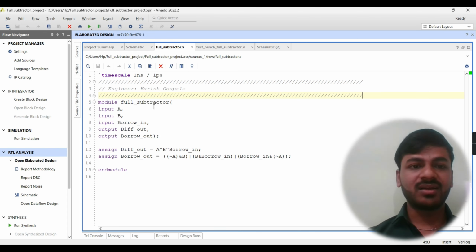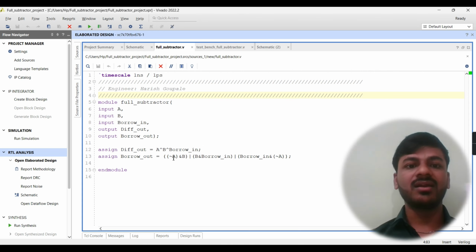The module name is full subtractor. We have three inputs: A, which is the minuend, B, which is the subtrahend, and borrow in from the previous subtraction. The outputs are difference out and borrow out. I have assigned A XOR B XOR borrow in to the difference out, as difference out is always computed by using an XOR gate, and I have assigned not of A and B, OR with B and borrow in, OR with borrow in and not of A to the output borrow out.